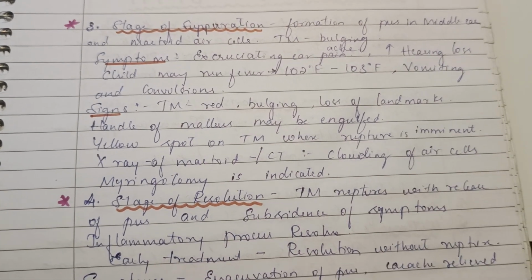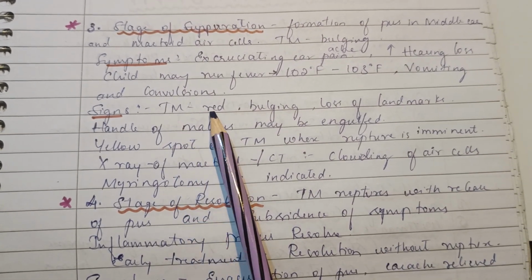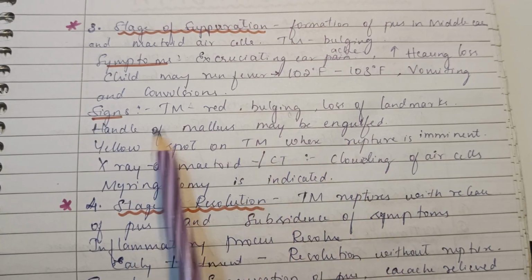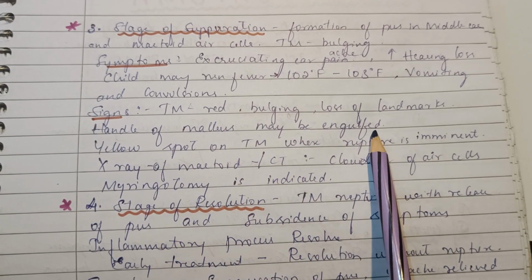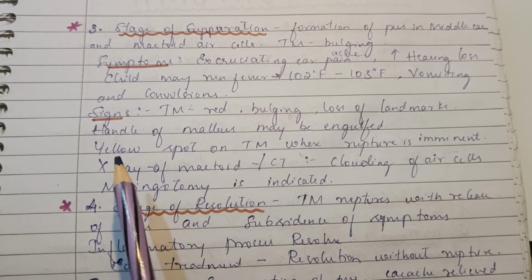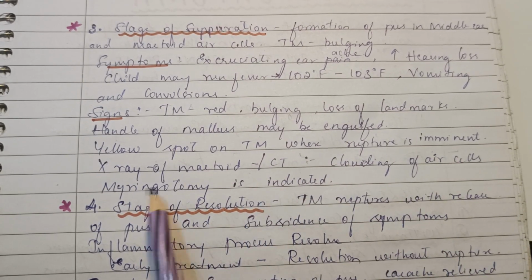Then coming to signs, your tympanic membrane will be red as usual, then bulging, loss of landmarks. So these points you'll have to remember. Handle of malleus may be engulfed. Yellow spot on the tympanic membrane where rupture is imminent. And X-ray of mastoid shows clouding of air cells.